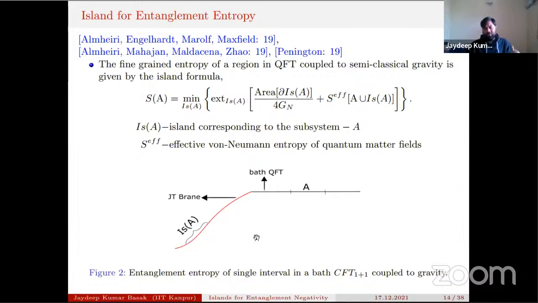Now, if we try to find out the entanglement entropy of the region A, we have to consider another region which is buried inside this JT brane, which is I of A, or the island of A. Now, having these two regions, we can now write this island formula, where the first term is giving us the area of the endpoints of islands, and the second term is usually giving us the effective von Neumann entropy.